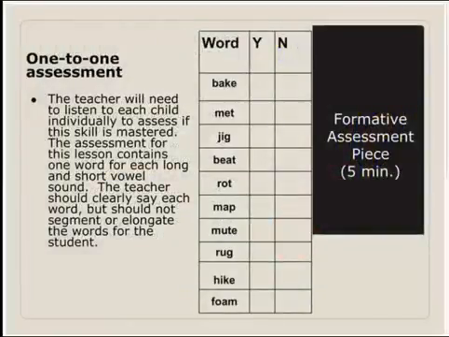Formative assessment piece. This portion of the lesson should take about 5 minutes. This is a one-to-one assessment. The teacher will need to listen to each child individually to assess if the skill is mastered. This assessment for the lesson contains one word for each long and short vowel sound. The teacher should clearly say each word, but should not segment or elongate the words for the student. Use the recording sheet provided. Check yes if the child can identify the long or the short sound.